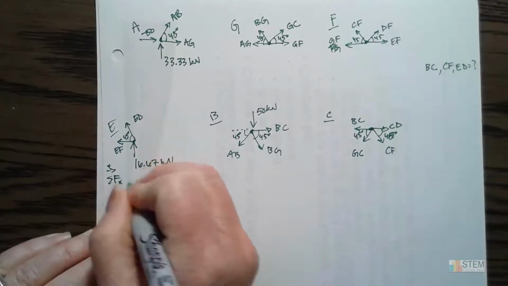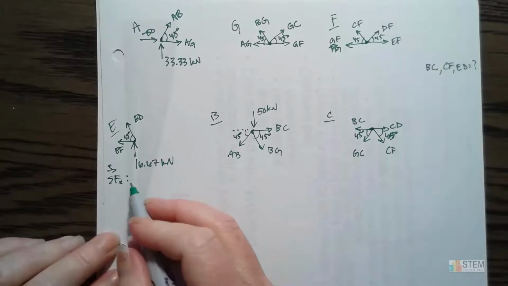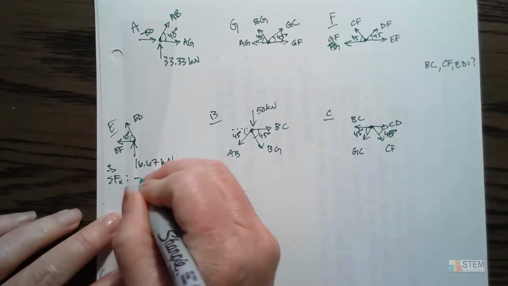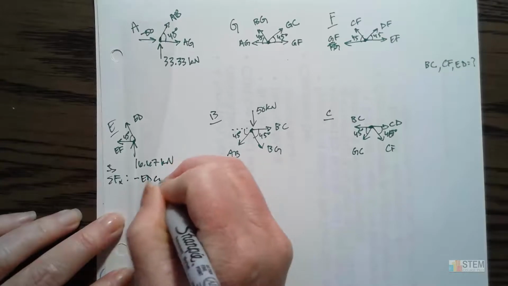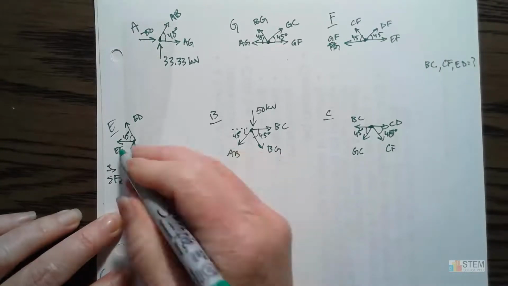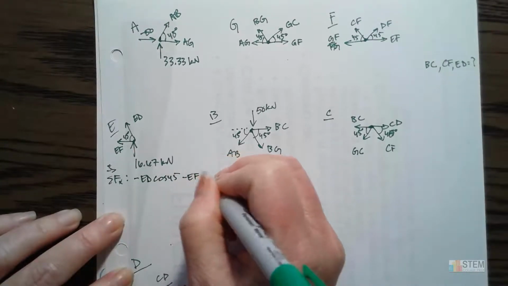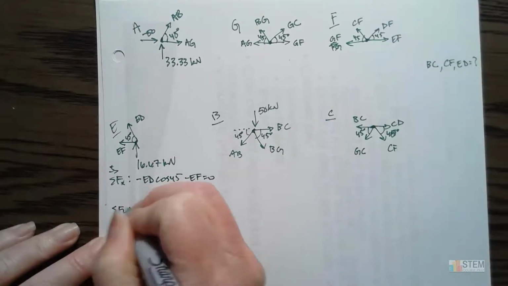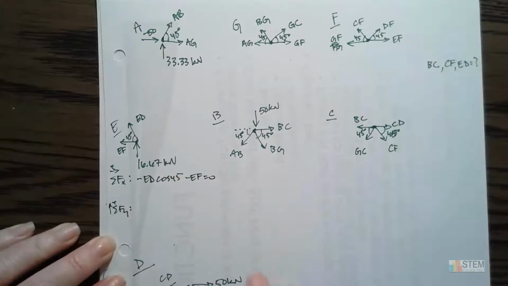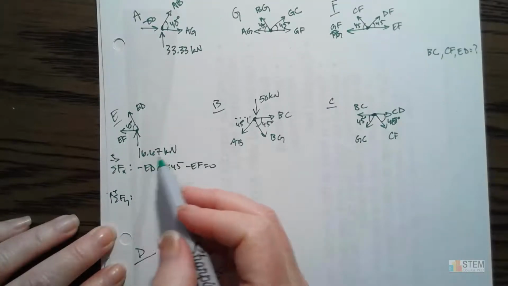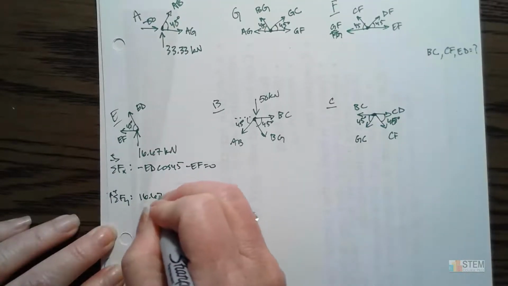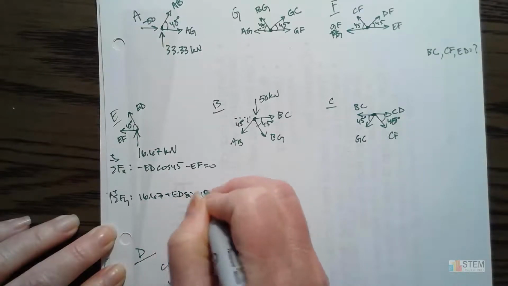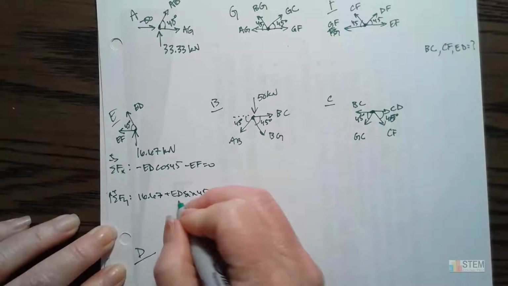All right, so to the right will be positive. We just want to sum up the X components. So I'm going to have negative ED cosine 45, and then minus EF. Now, obviously, I can't solve for that yet, so let's go to the Y equation. We got 16.67, and then plus ED sine 45. All right, so now I can solve for ED.